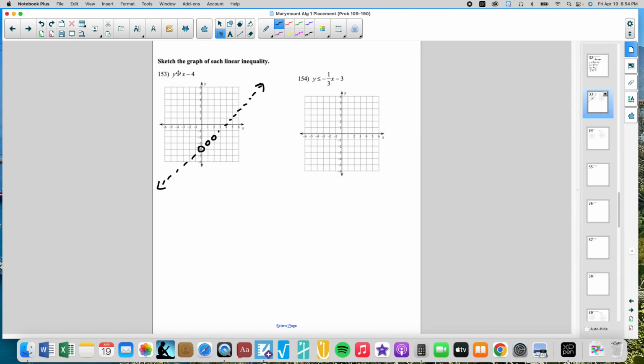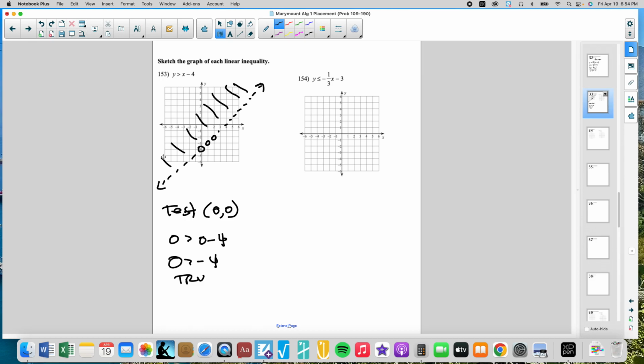I can't necessarily look here. I wouldn't advise students. I would pick a point. And the easiest point to test is 0, 0. So I'm going to plug in 0 into that equation. Is that true or false? 0 greater than -4. Yeah, that's true. So that point right here is true, so I know all the points on this side are true, and I know all the points on the other side are false. So you always shade the true side so it looks like that. That's how you do it.